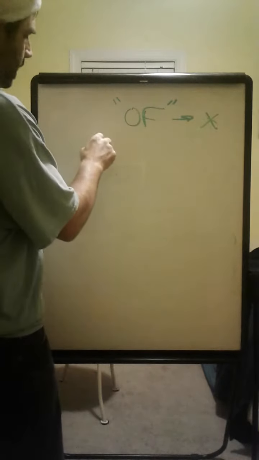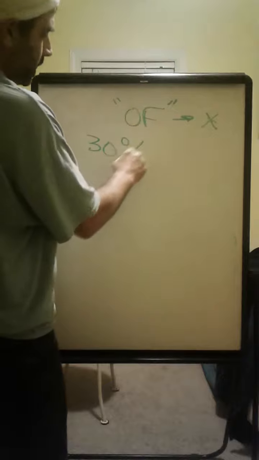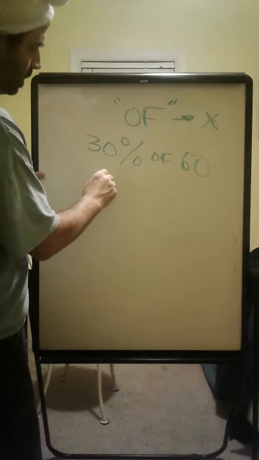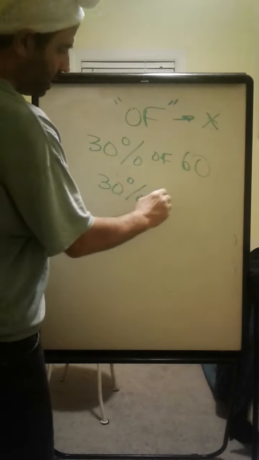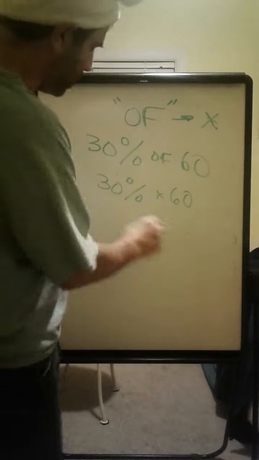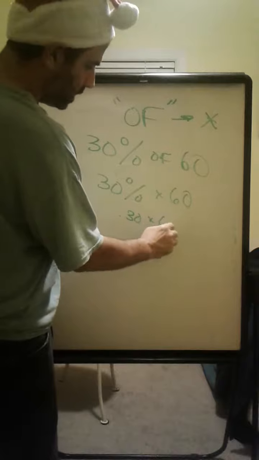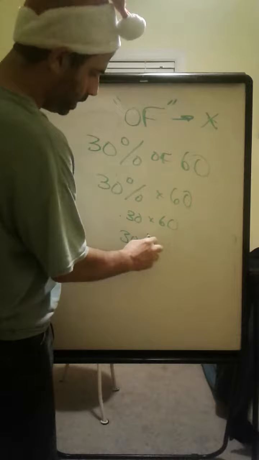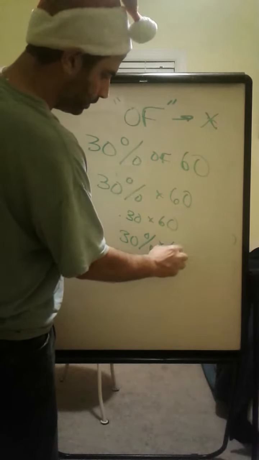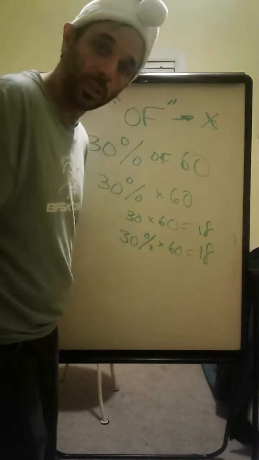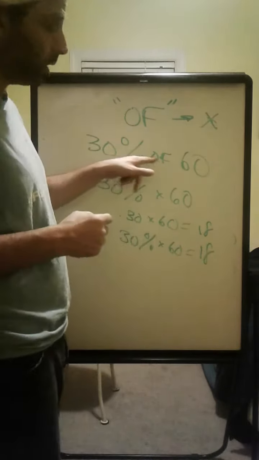Okay. Same with a percent. If I have 30% of 60, that means 30% times 60. So in the calculator, you have two options. You can do 0.30 times 60, or you have that bottom percent button that you can use. Make sure you use the bottom one. Trust me, in either case, you would get 18. So 30% of 60 is 18.